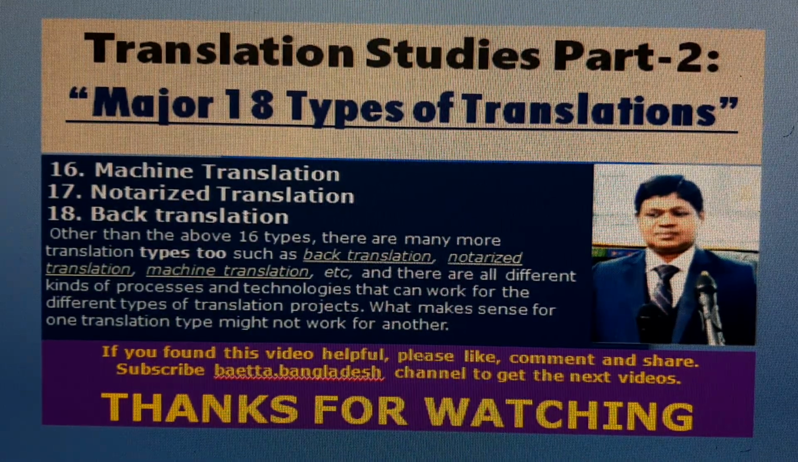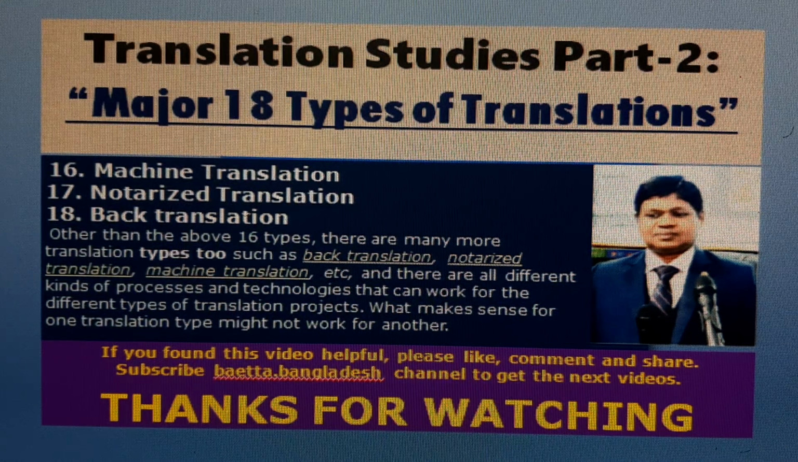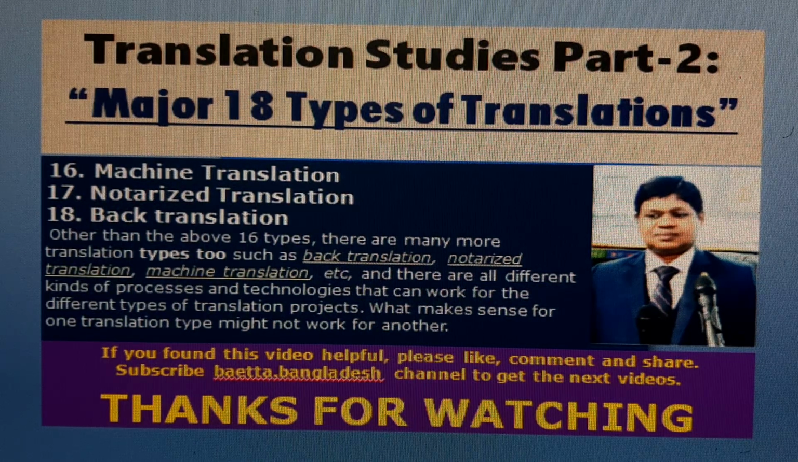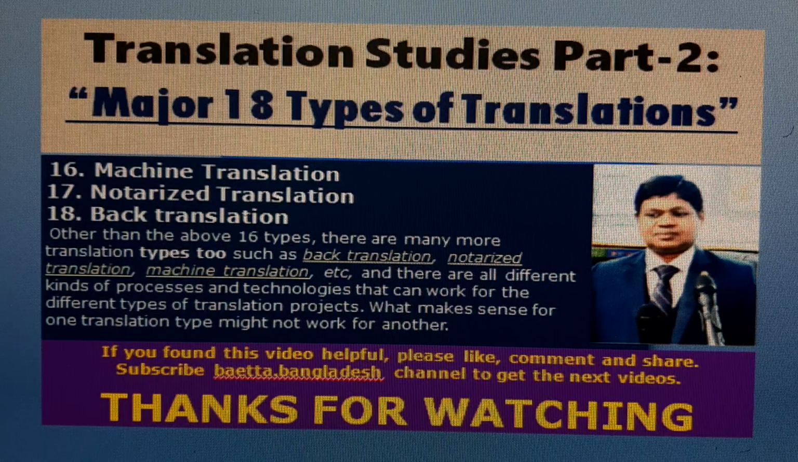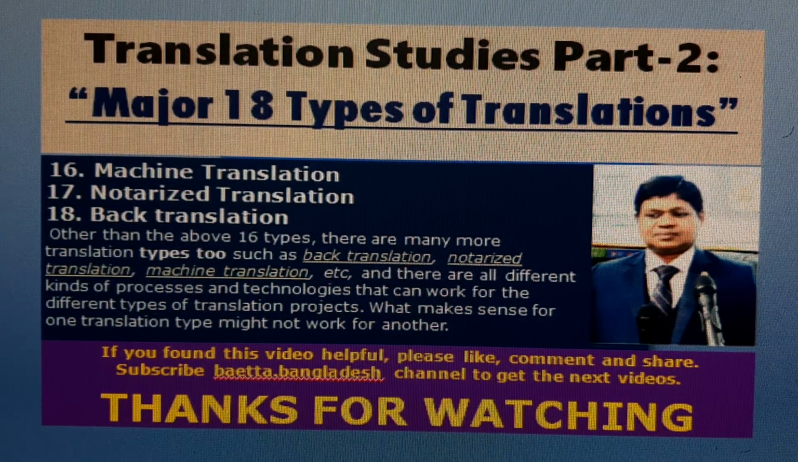Number 16, machine translation. Machine translation is automated translation. It's the process by which computer software is used to translate a text from one natural language, such as English, to another, such as Spanish. Number 17, notarized translation. A notarized translation is a legal process to seal the authenticity of a certified translated document. It prevents any form of fraud or falsification of documents, as it's a legally binding business contract that is stamped by a notary public in order to secure authenticity and discourage any forgery.